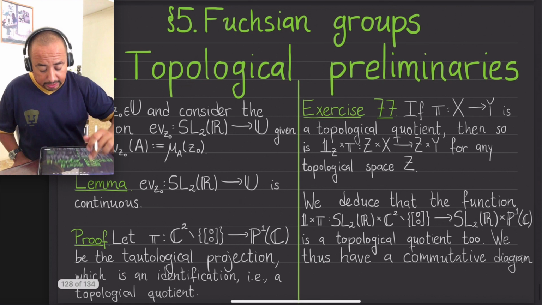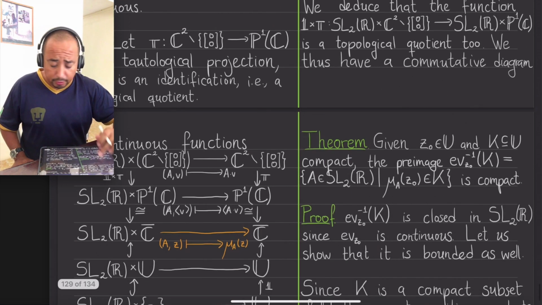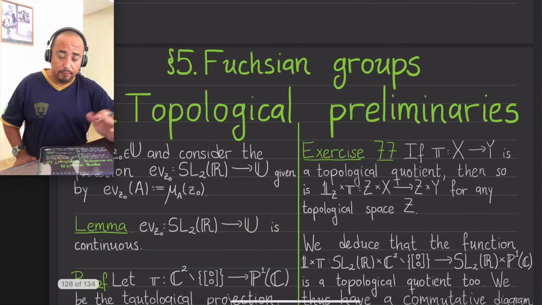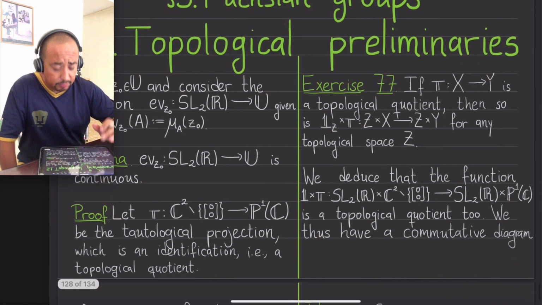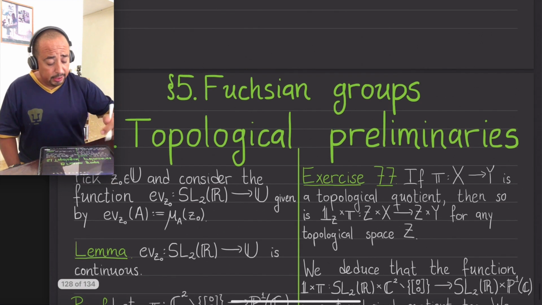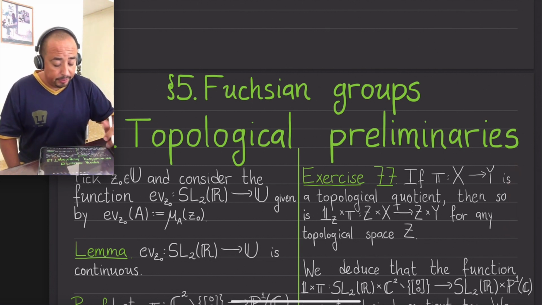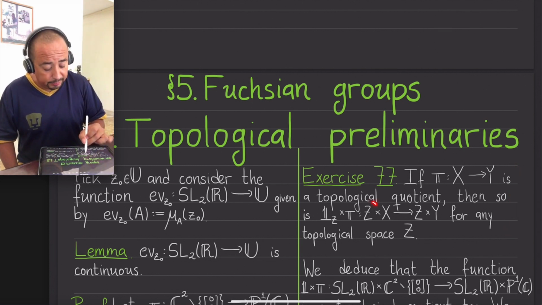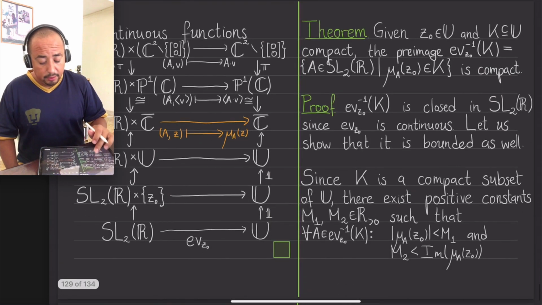So indeed, my function is continuous, and this I could have taken for granted to begin with, and maybe I was a bit pedantic. I just wanted to have every step compartmentalized and to see that the key fact is this exercise, that when you add an extra factor to a topological quotient, you obtain another topological quotient. Okay.